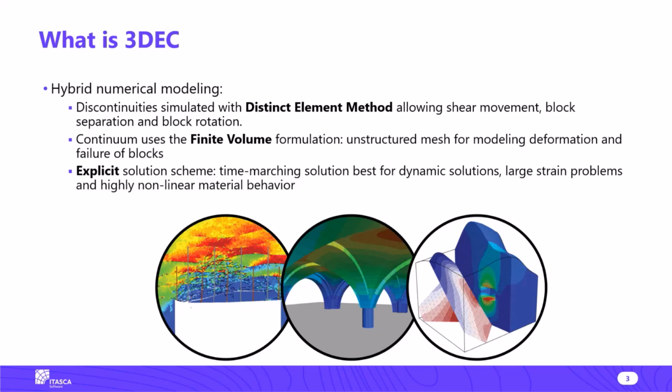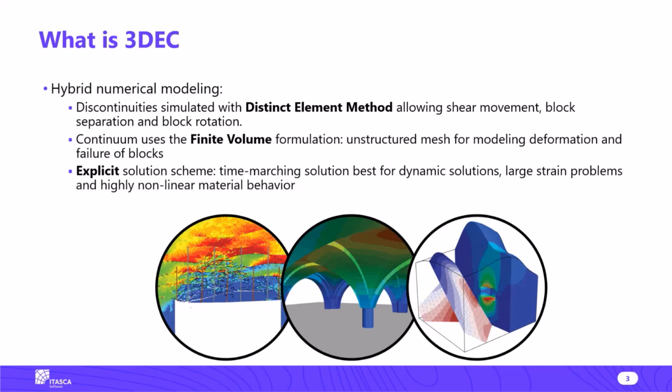Finally, we use the explicit solution scheme to do the calculations. And what this means is that it does the calculations by marching forward in time rather than doing a big matrix inversion. And we do this approach because it's useful for things that are highly nonlinear. So if you have something that's dynamic, something with large strain, something with sort of nonlinear material behavior, this is a fairly robust way to reach the solution. And it works well for a program like 3DEC, where you do have a lot of nonlinearities.